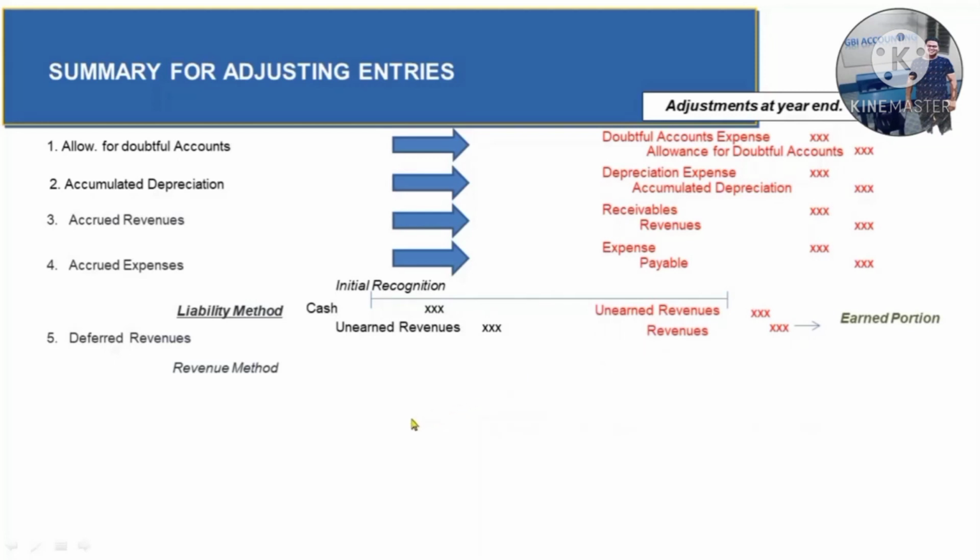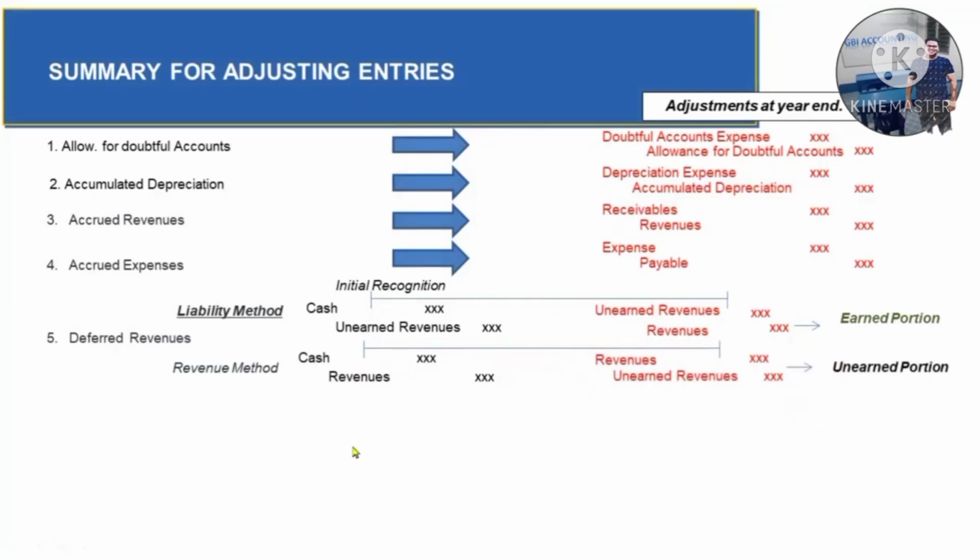The deferred revenues can also be accounted for using the revenue method, where the advance payment is recognized initially in full as revenues, but at the end, you need to debit revenues and credit unearned revenues for the unearned portion. And lastly, we have the deferred expenses, which can be accounted for using the asset method and the expense method.